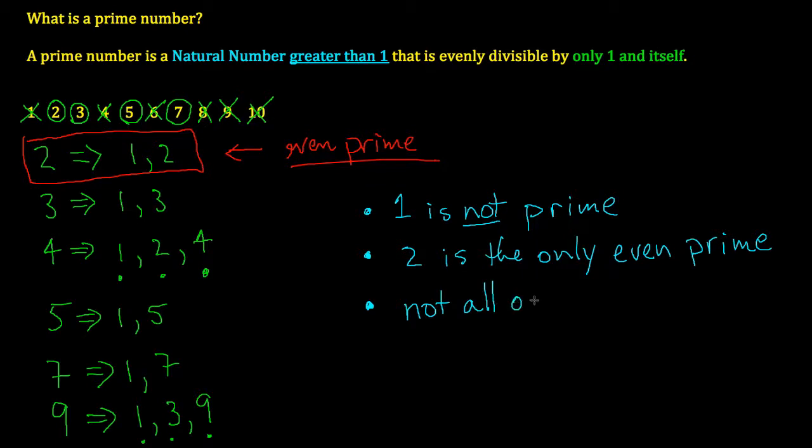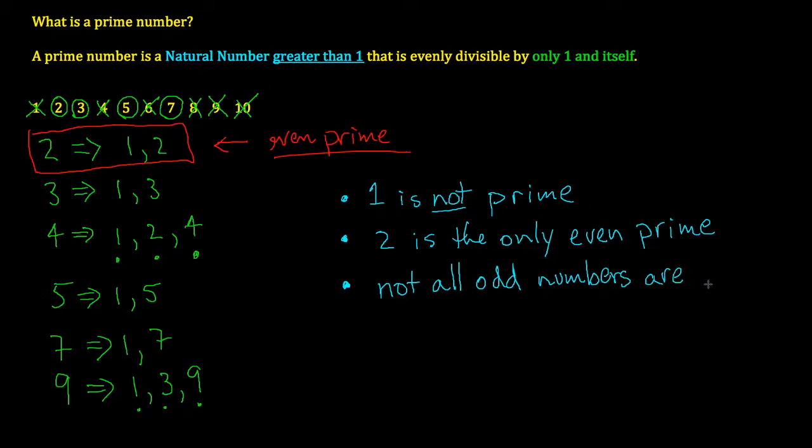But not all odd numbers are prime. Not all odd numbers are prime. Being odd isn't enough to be prime. Some odd numbers are not prime. That's all there is to it, and I'm out of time.